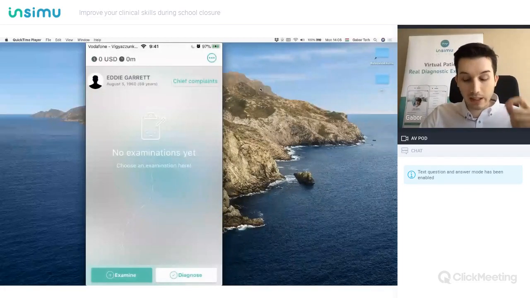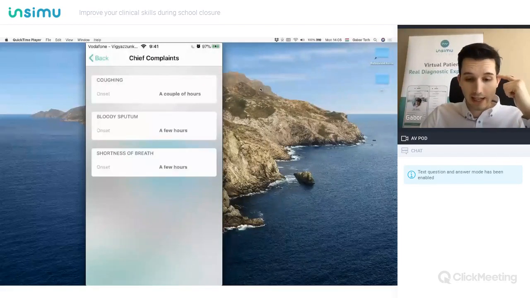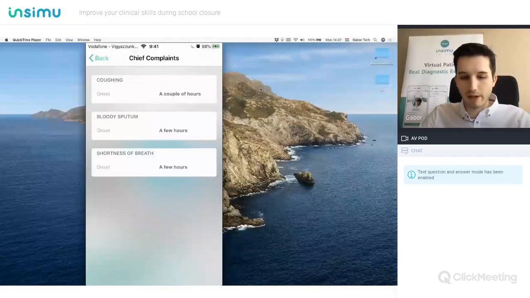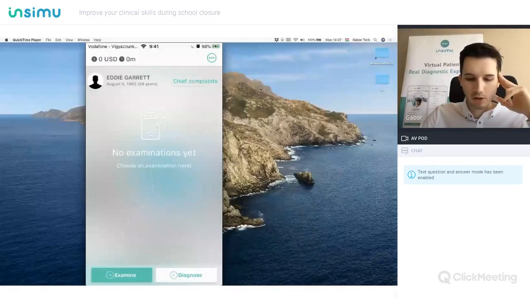We can check the chief complaints. So this patient had a cough for a couple of hours. Well, it's weird. Why did he come so early? Is it that acute or that bad? Well, certainly, because he also coughed up blood and has shortness of breath. Let's see. From this point on, we are House MD, and we have to start examining this patient.